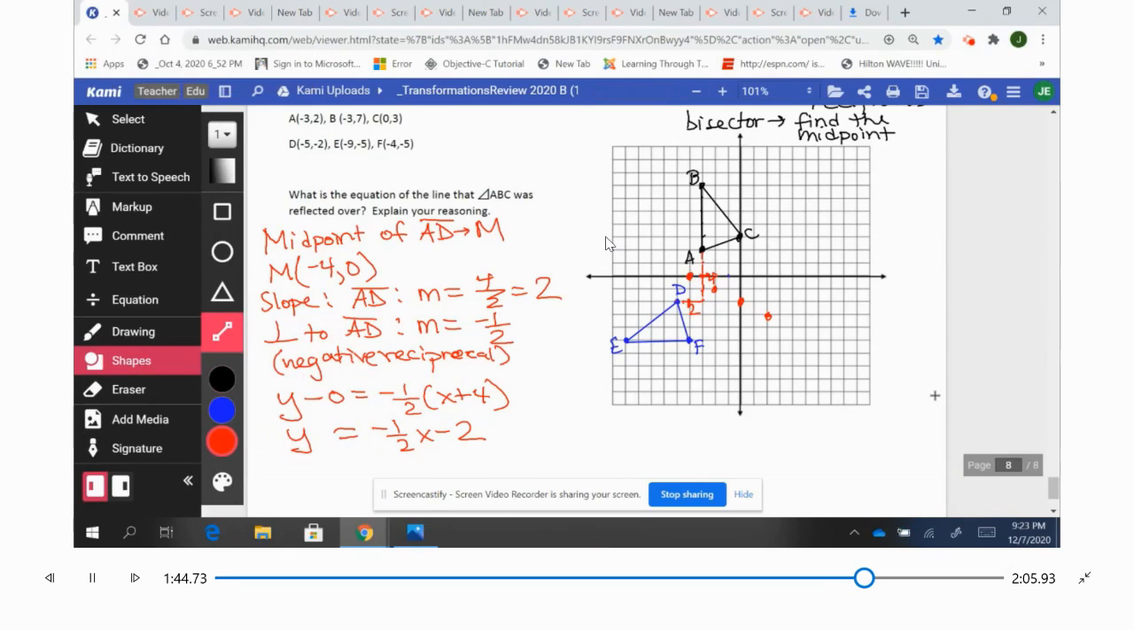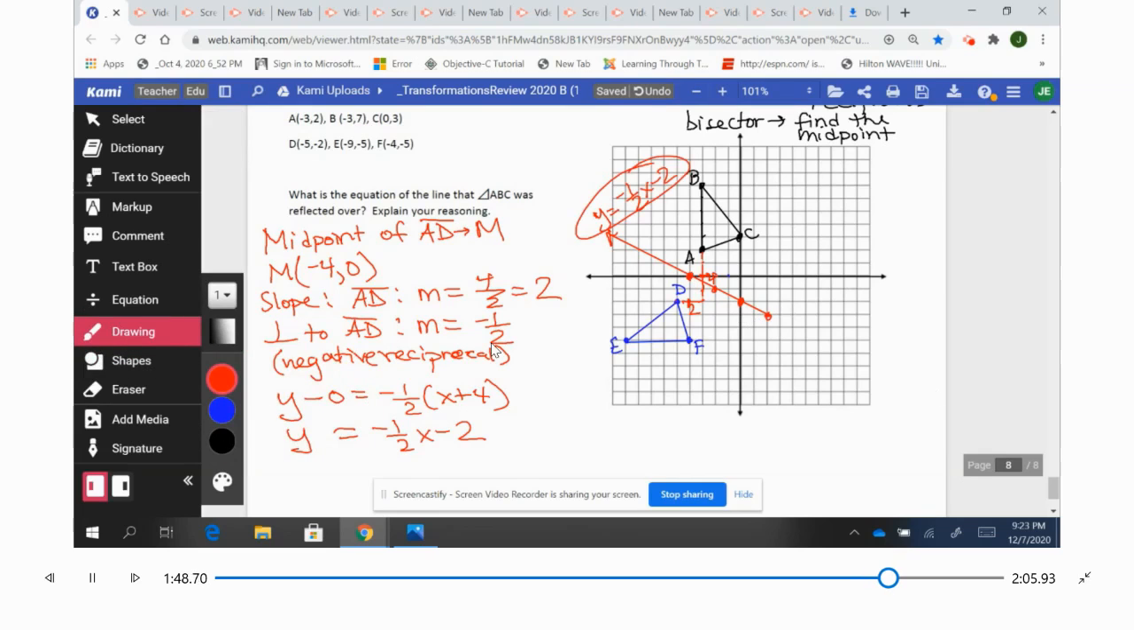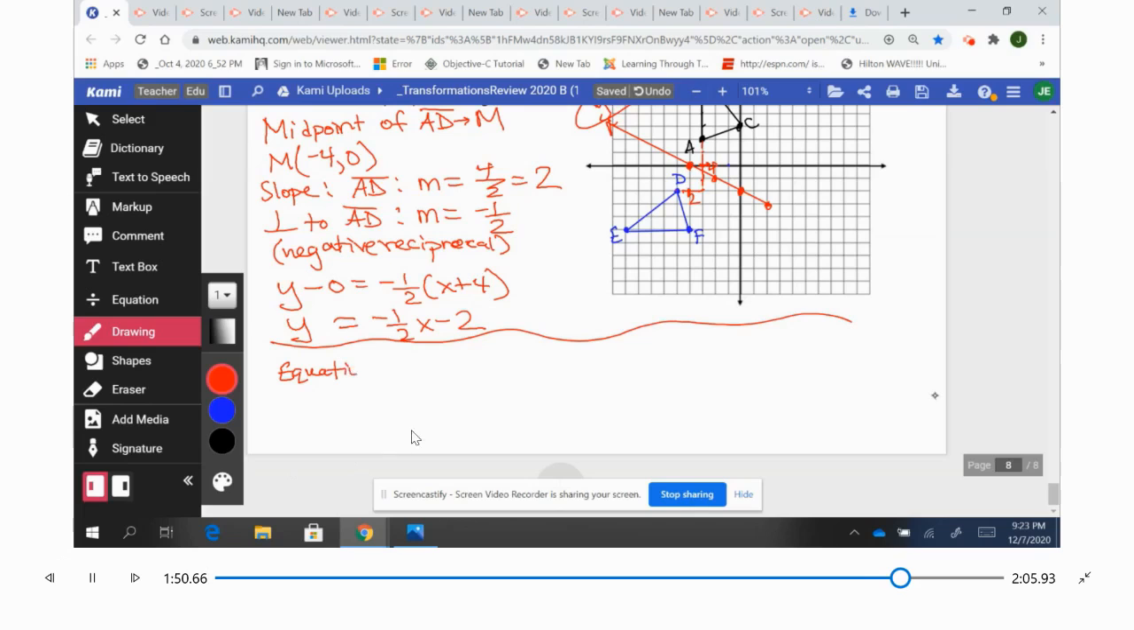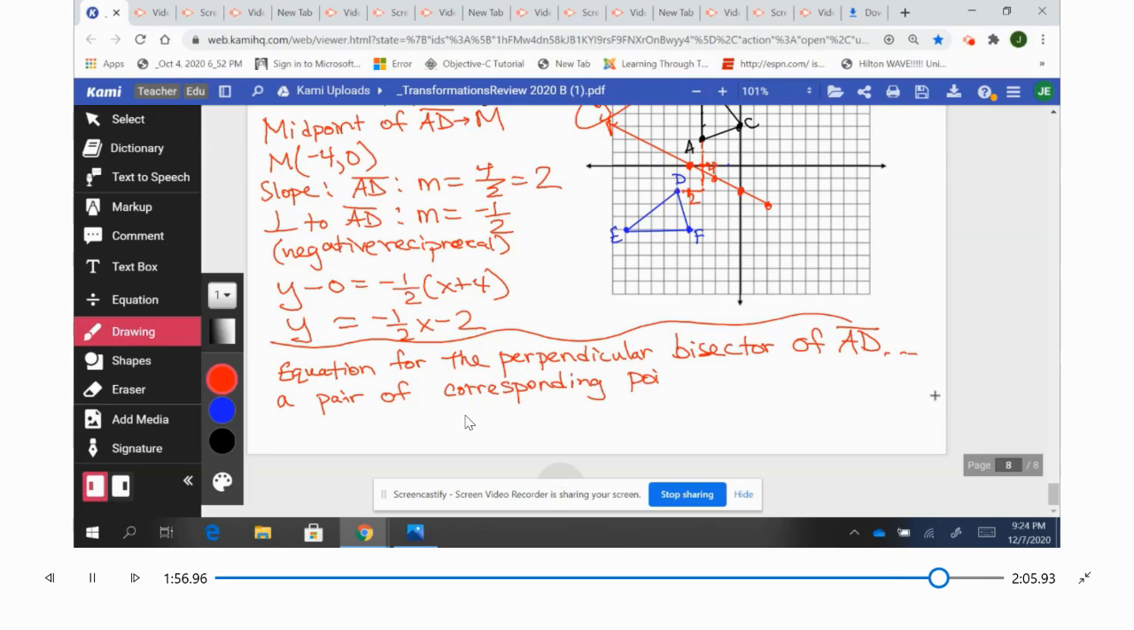Sorry, a little hiccup. And back to it, right there. That's the line. Y equals -1/2 x minus 2. Again, I'm explaining just slightly differently so it can show you some options. So that's the equation for the perpendicular bisector of AD. AD is a pair of corresponding points on the pre-image to image segment. That's it. It's the end of our review packet for Chapter 3.